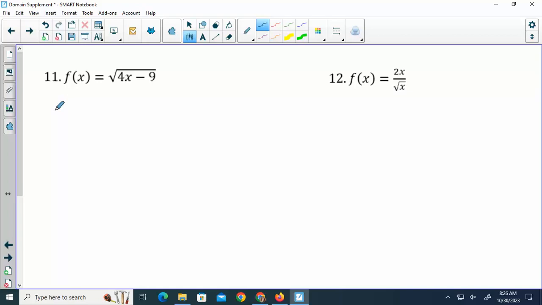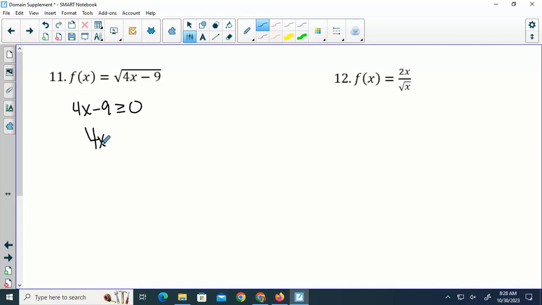The lesson and only solve that one. All right, why don't you guys try these two on your own? 4x minus 9 is greater than or equal to 0. Good. And x is greater than or equal to 9/4. And how do you write that? Bracket 9/4 to infinity. Good. What about number 12? x is greater than 0, which is good.